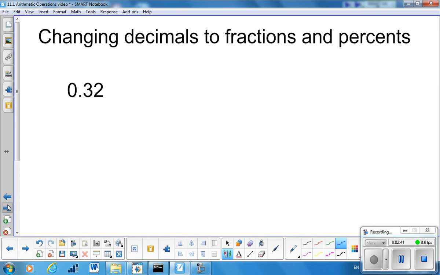Changing decimals to fractions and percents. So what happens if you're given the decimal and you need to change it to a fraction? We need to remember that the 3 is in the tenths spot and the 2 is in the hundredth spot. Hundredths means that it's out of 100. So this means that we have 32 hundredths. Again, we can reduce that fraction and it will reduce to 8 over 25. So either of those fractions will work.